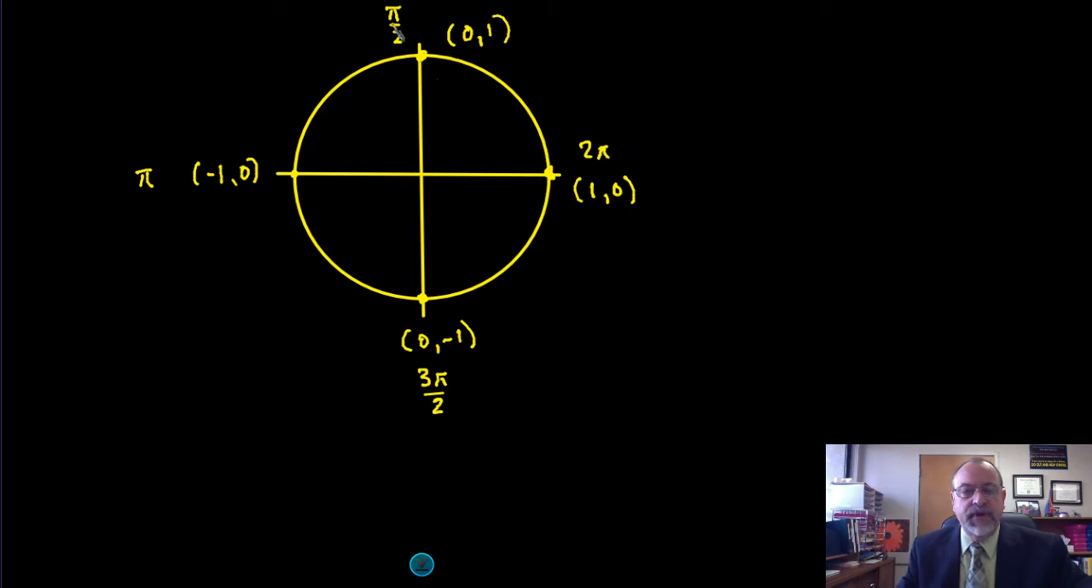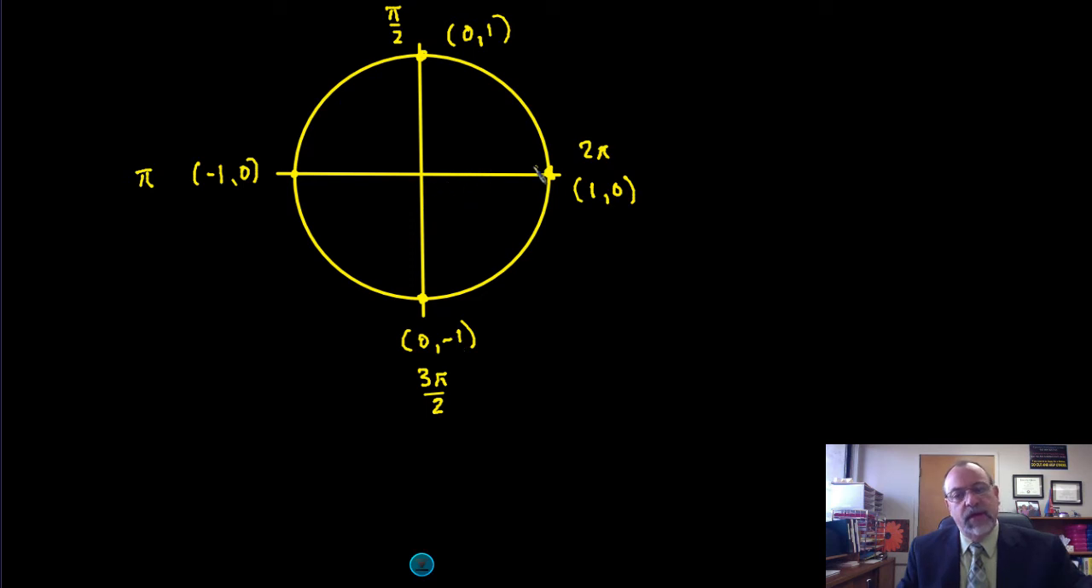And then as we get up to pi over 2, this is the cosine, and the y value is the sine. As we get over to pi, this is the cosine, the negative 1, or the x value, and this sine value is 0. And at 3 pi over 2, the x value is 0, so the cosine associated with that is 0, and the sine is negative 1.